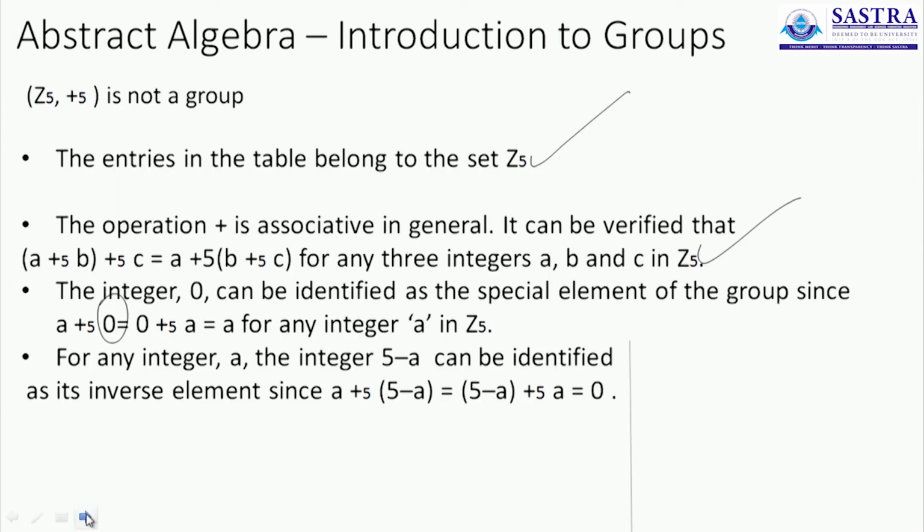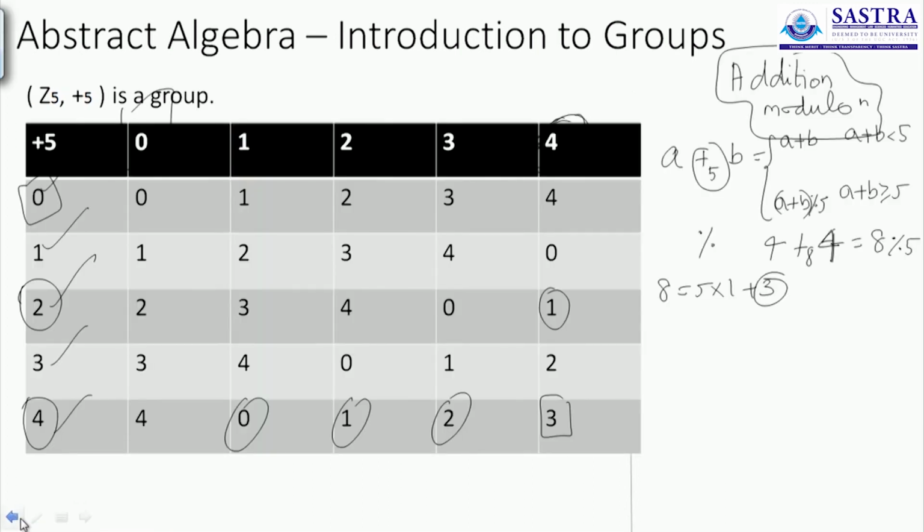And in terms of inverse, the inverse of A is 5 minus A, as in to find the inverse of 1 we will subtract 1 from 5. So we will get 4, 1 added with 4 gives me 0. The inverse of 2 is 5 minus 2, 2 added with 3 gives me 0. The inverse of 3 is 5 minus 3, 2, which gives me 0. The inverse of 4 is 1 again, 4 plus 1 is 0. 0 is its own inverse, so you have it as it is. So we have a perfect finite group in Z5 and plus 5.